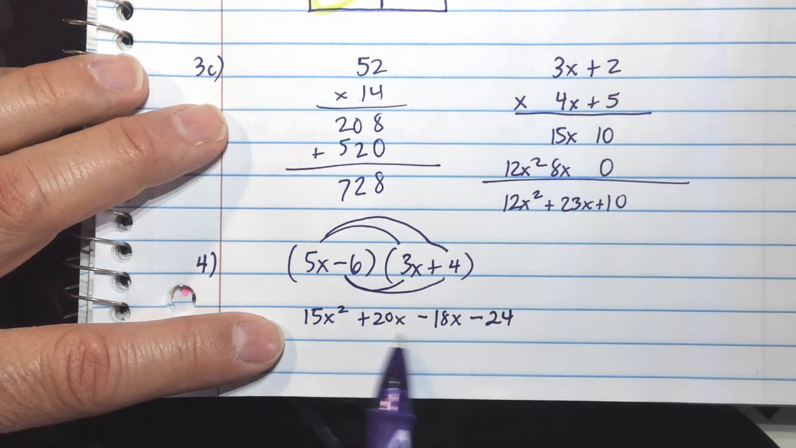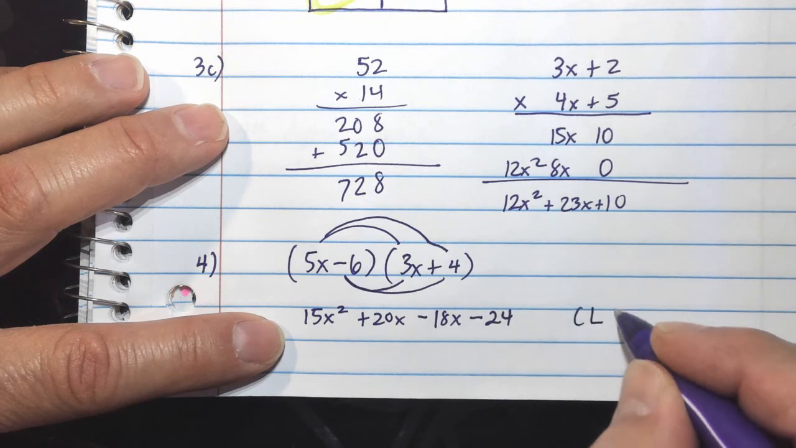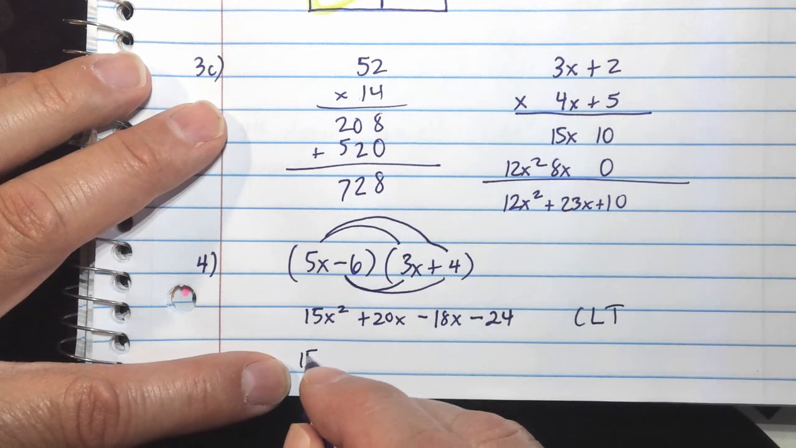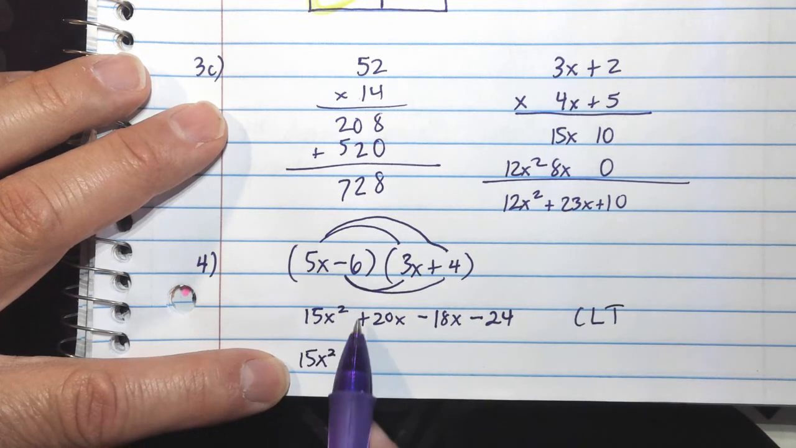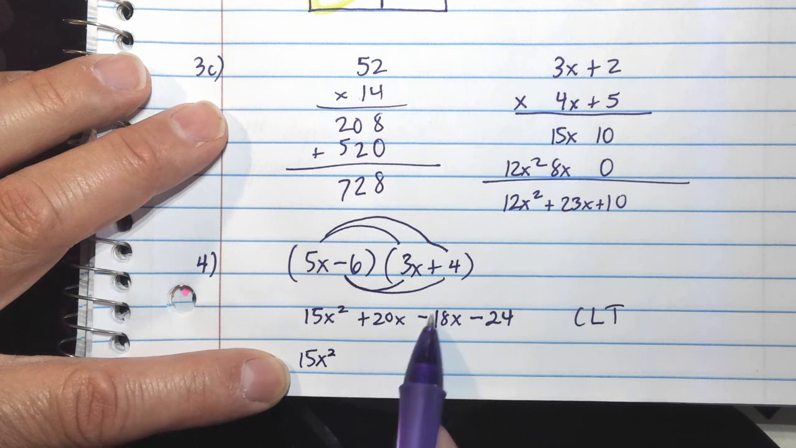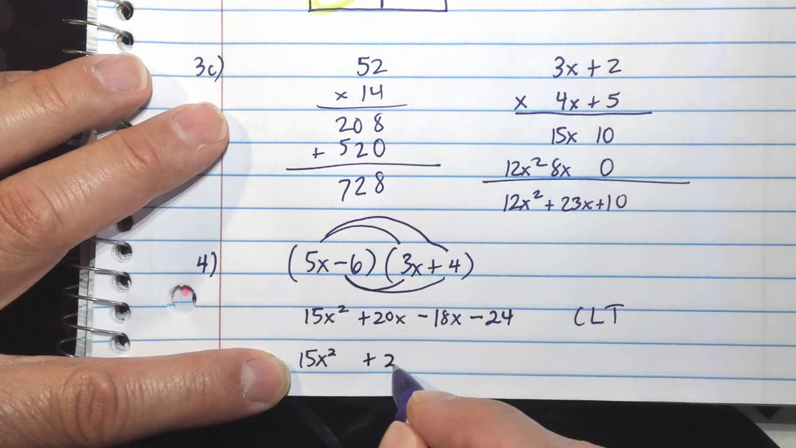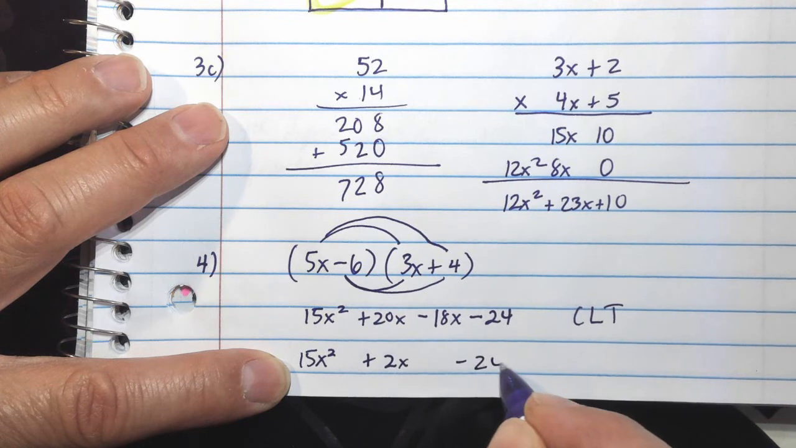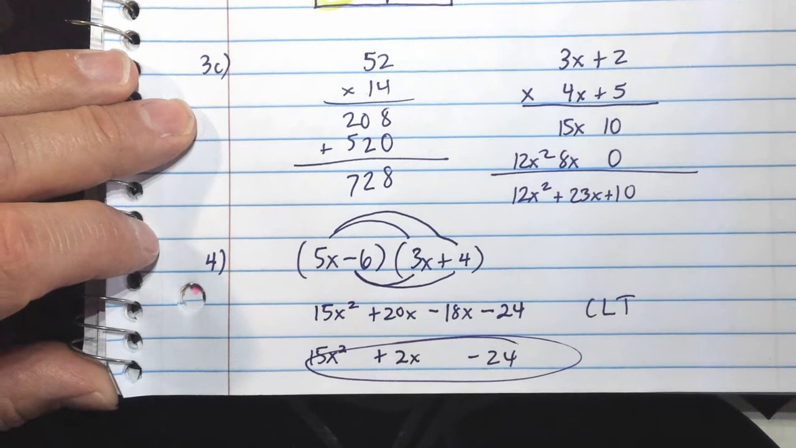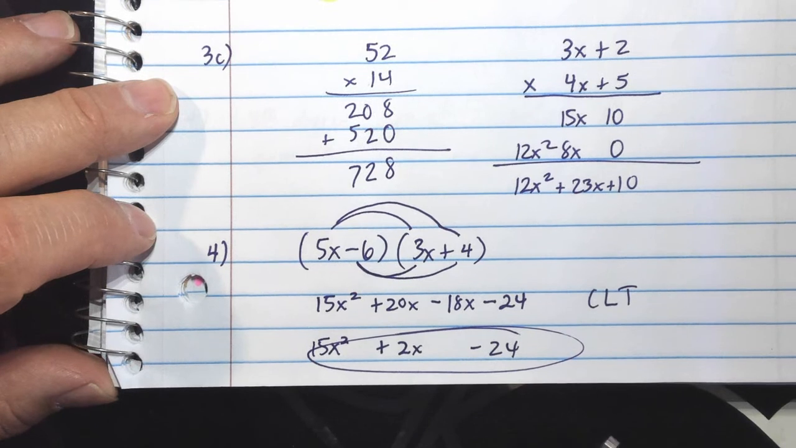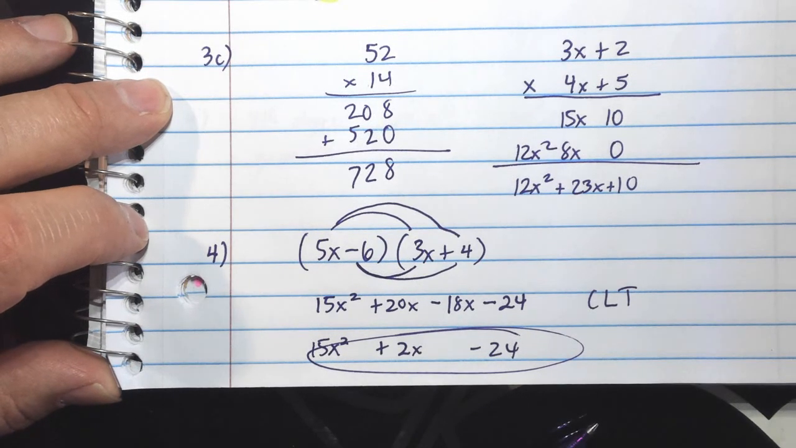And then you combine like terms. Don't forget to combine like terms. So positive 20 and negative 18 makes positive 2. Voila. Alright. Just be careful when there's negatives, alright? And that's it for this lesson.